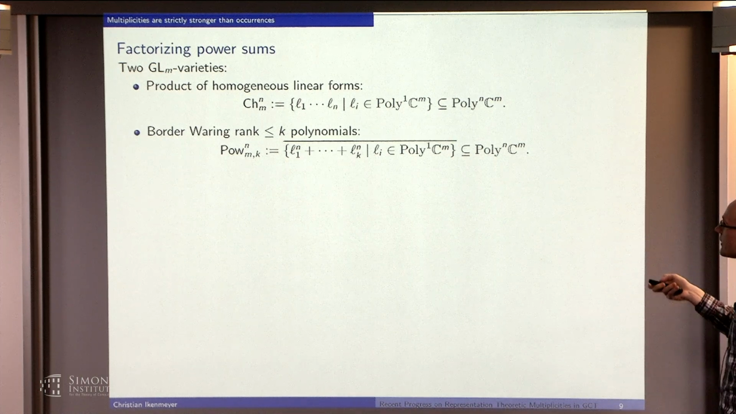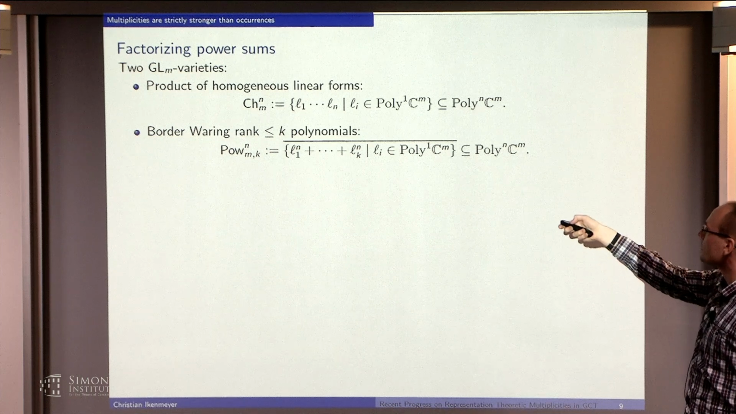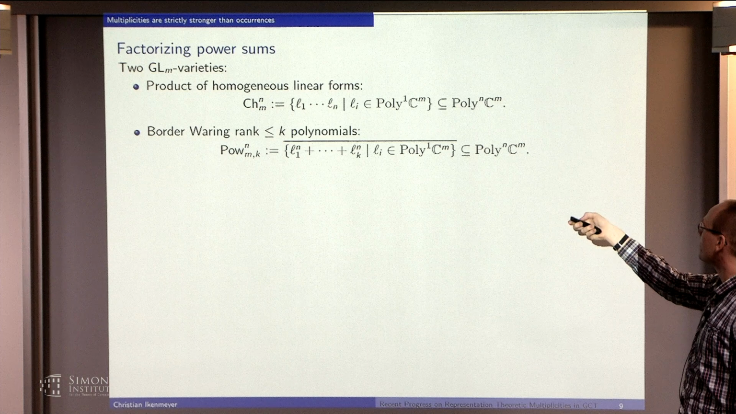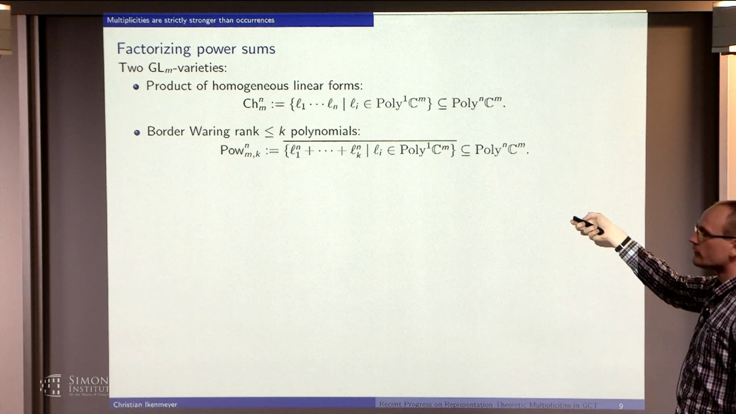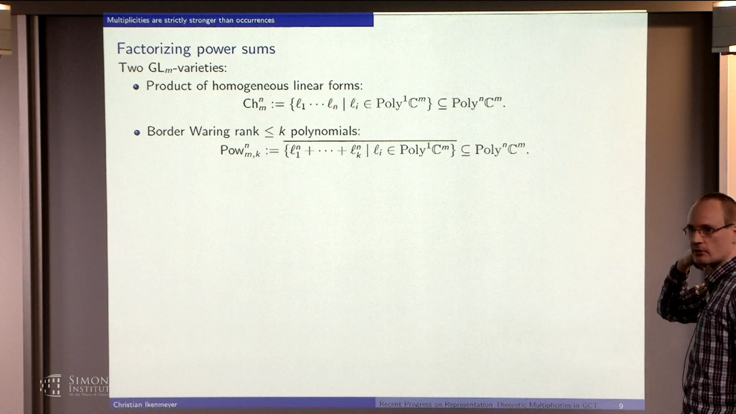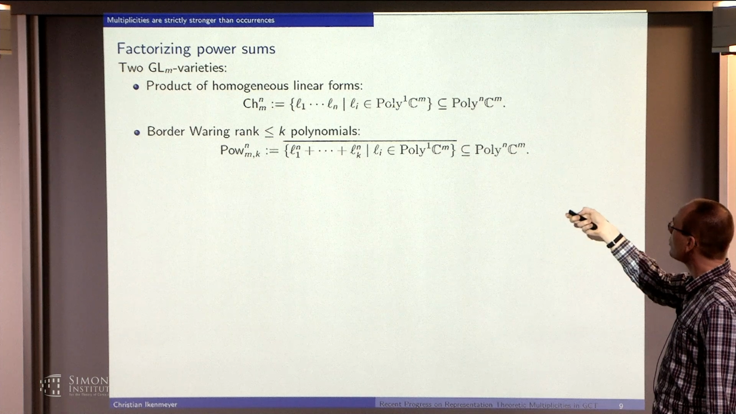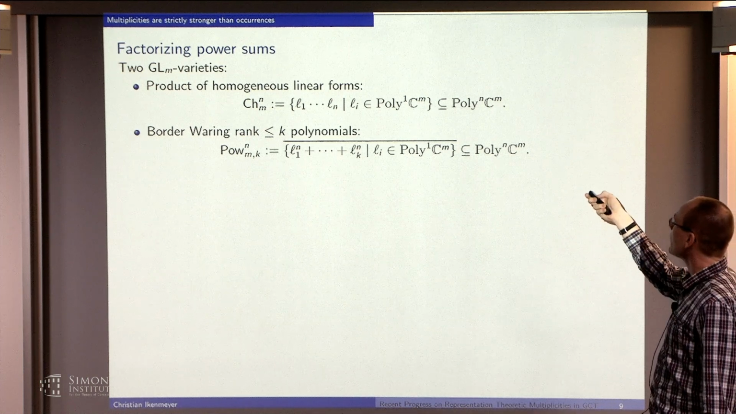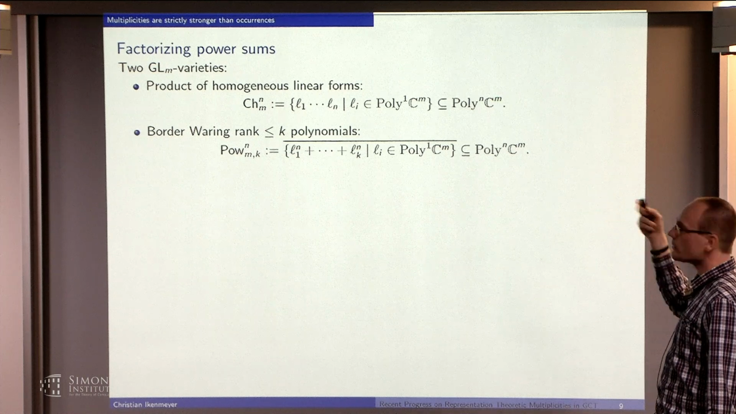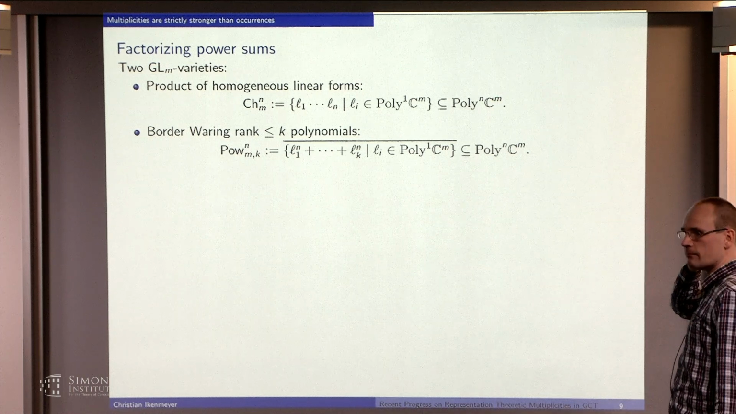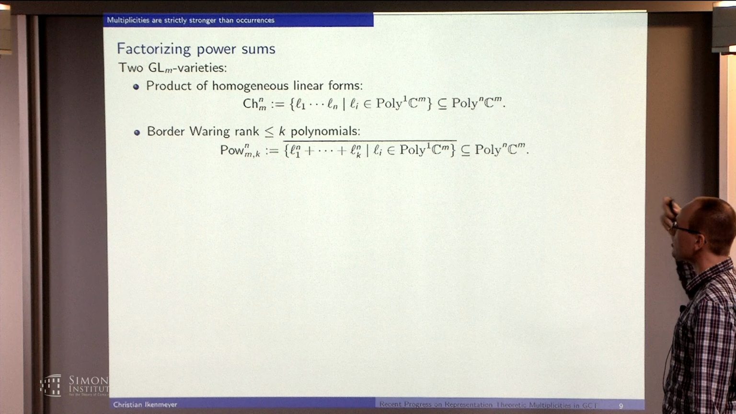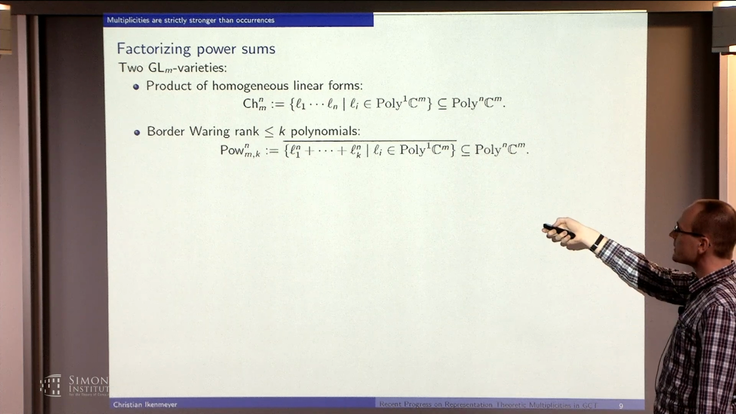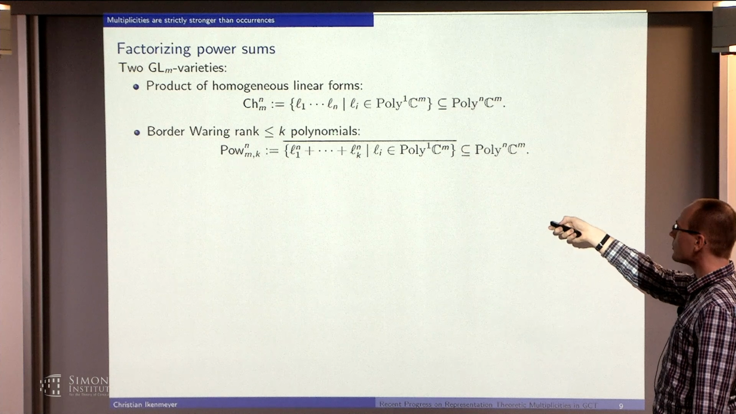So the two varieties are the following. You take what is called the Chow variety: if your polynomial can be written as a product of homogeneous linear forms, then it's in the Chow variety. This is already closed, so I didn't draw the closure here. Now I switched the group: it's not GL capital N anymore, it's GL little m now. And the second variety is the variety of border Waring rank at most k polynomials.